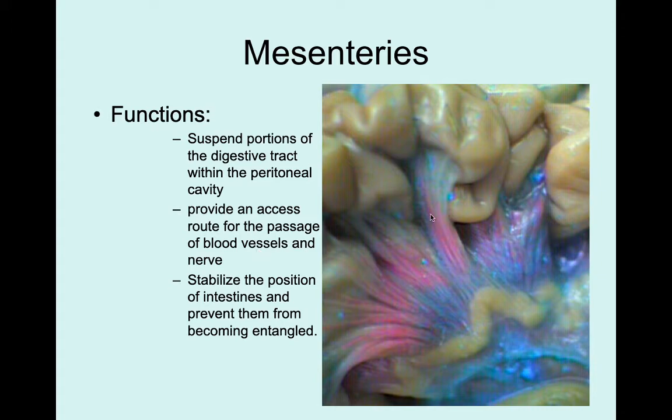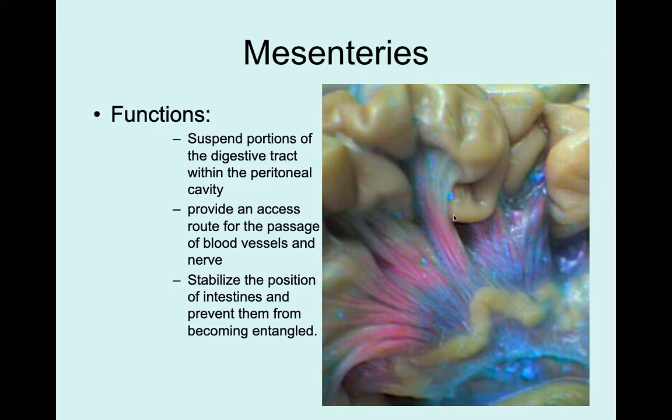So all this pink and blue that you see here, guys, this is latex that has been injected into this animal that's being dissected, so that we can see the blood vessels, the arteries and veins. And so we can see that we have arteries and veins running through these mesenteries. And remember that nerves usually run along with arteries and veins. They all run together through all the tissues. They take the same route. So we have blood vessels and nerves that run through the mesenteries.